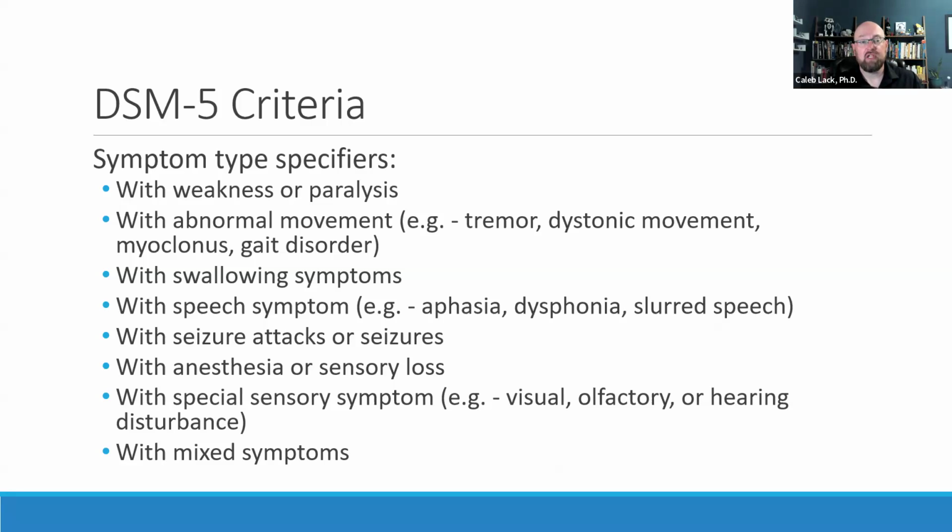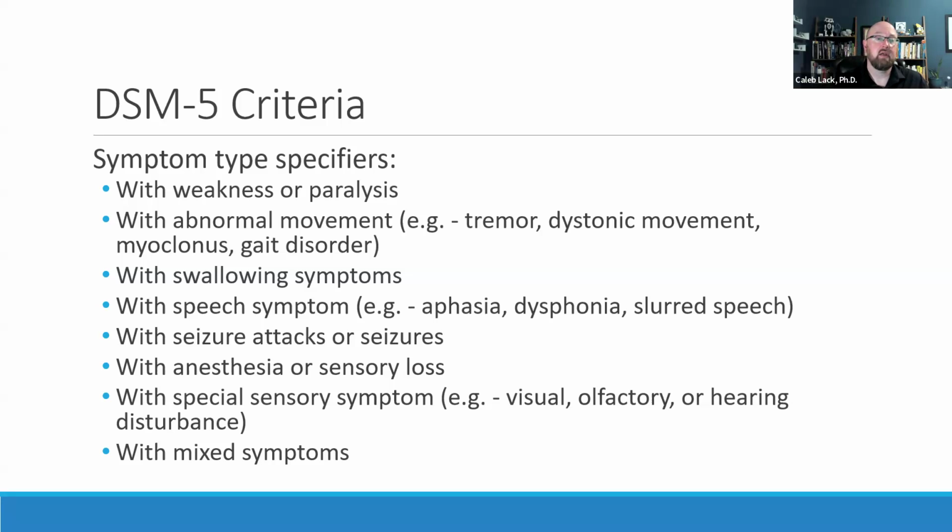And you could have more than one, certainly, but you need to be able to specify at least one because that's part of the criteria. So weakness and paralysis. This could be, my voluntary muscles are just not working like I think they should, or I'm completely paralyzed from a particular kind of muscle. We also see the specifier with abnormal movement, and these could be tremors. These could be dystonic movements. This could be an abnormal gait, or the way that you walk.